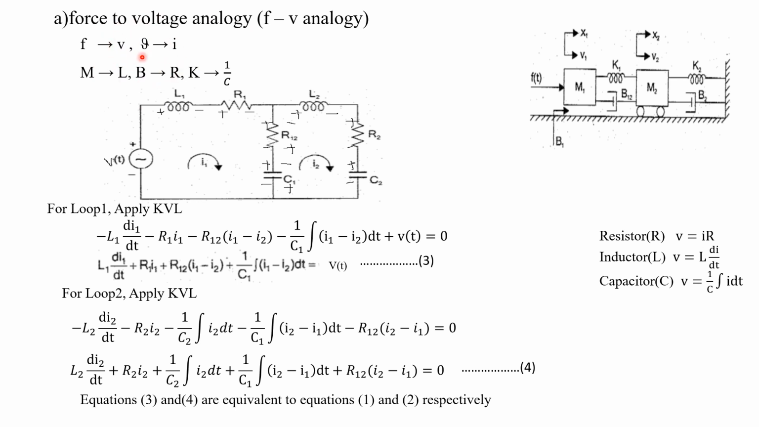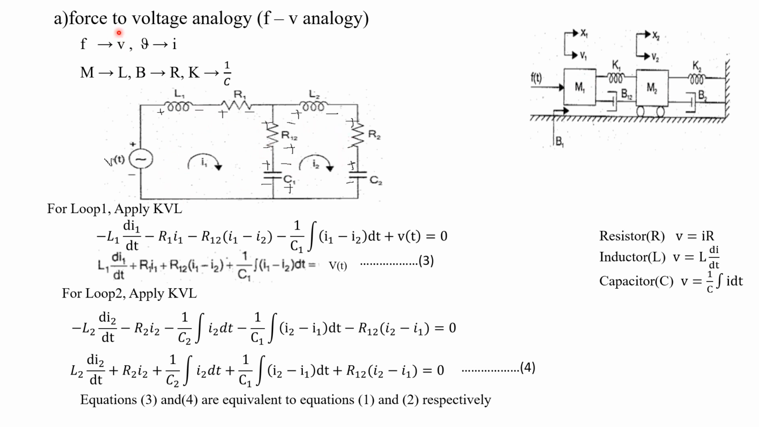After writing the formula, we have to see the problem, that is the question. In the question we have two masses, that is M1 as well as M2. So for mass M1 as well as M2, while drawing the force to voltage analogous circuit, we have to assume two loops. So this is one loop and this is another loop.